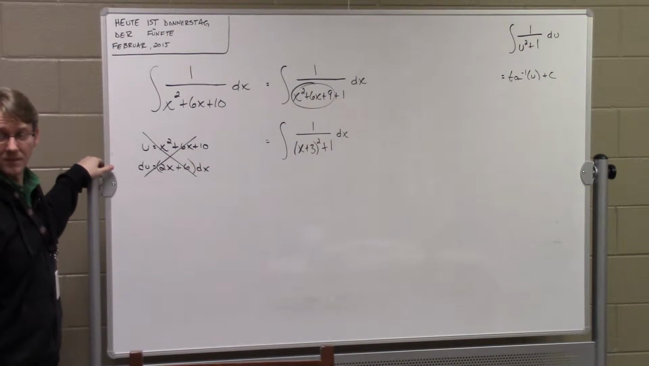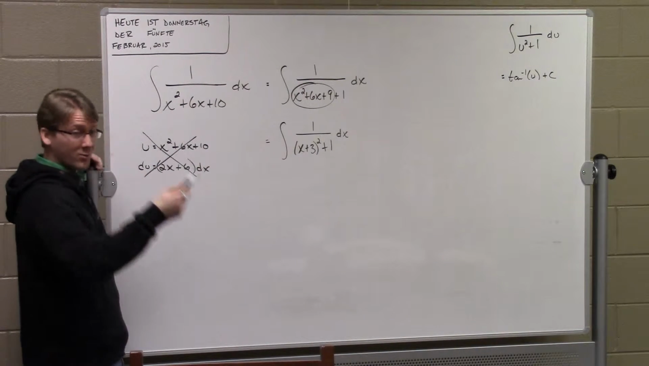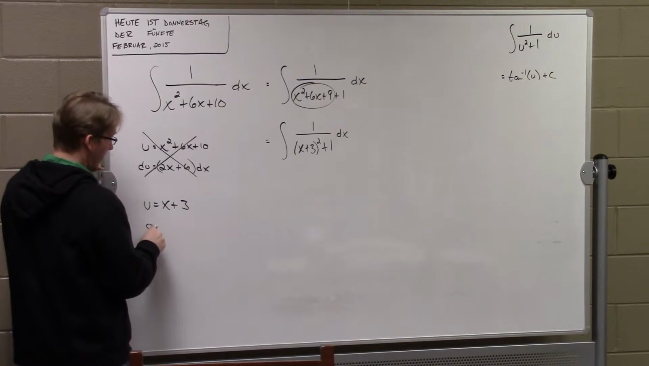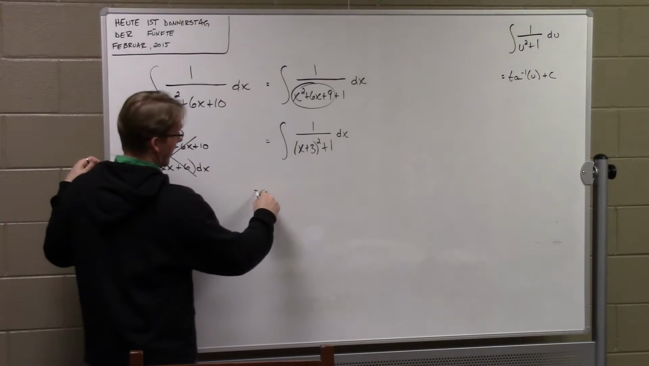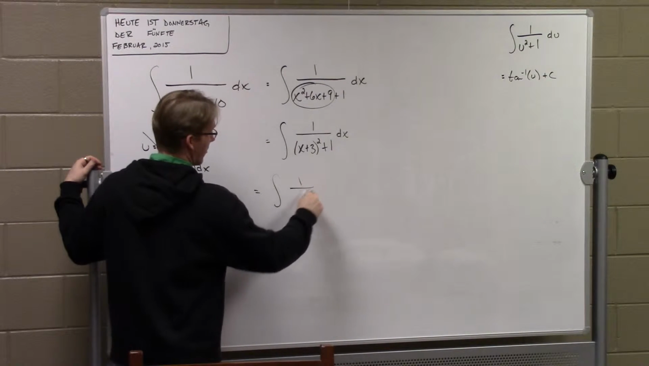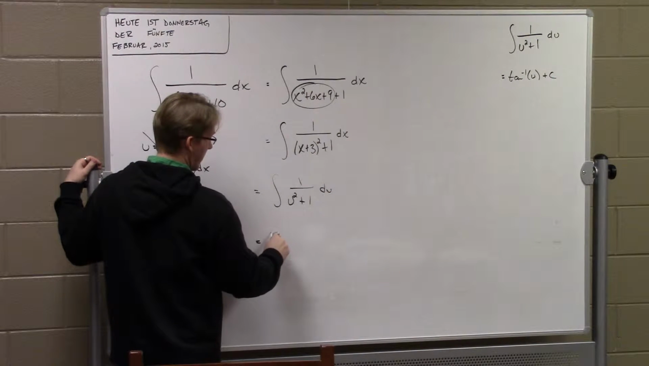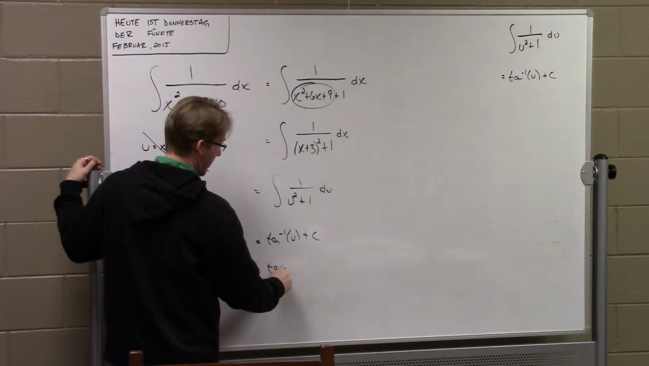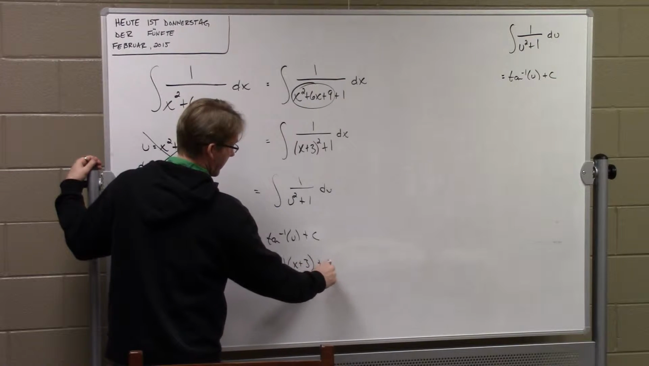So du is dx. We end up with 1 over u squared plus 1 du, which is the arctangent of u plus c, or the arctangent of x plus 3.